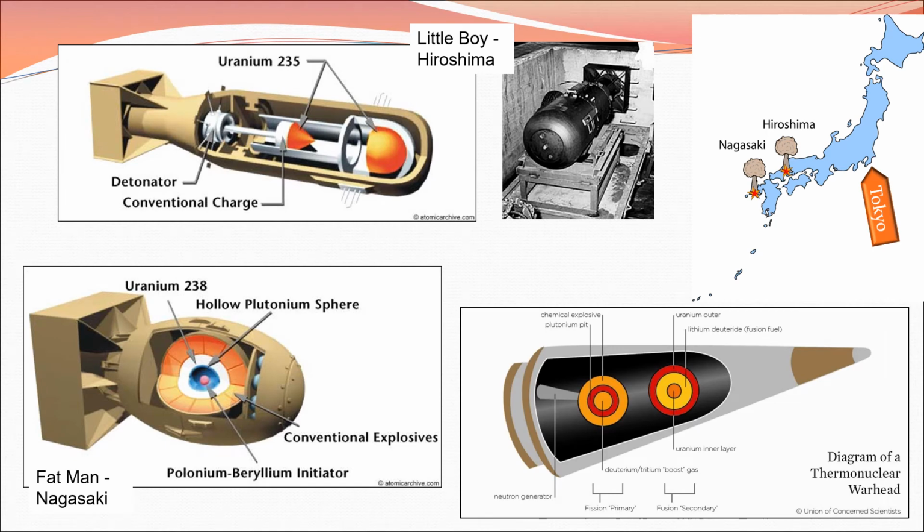Here's an example of the bombs that were used at the end of World War II that dropped on Japan. On our map over the corner there's Tokyo over in that little area there, and you can see where Hiroshima and Nagasaki were. These are the only two nuclear bombs ever used in any sort of wartime scenario. The rest of the bombs have all been tests.